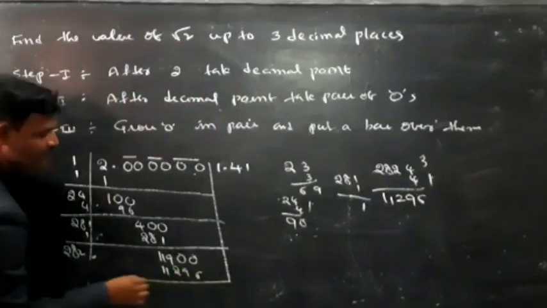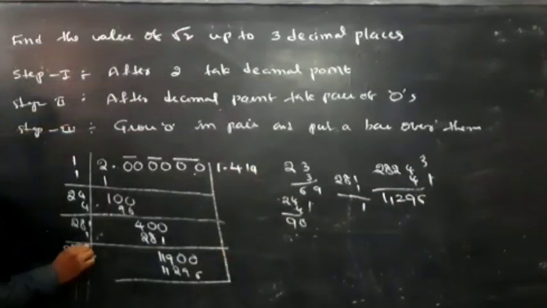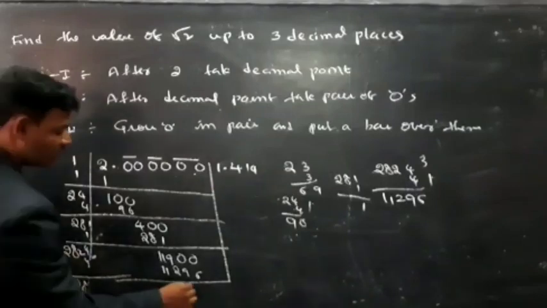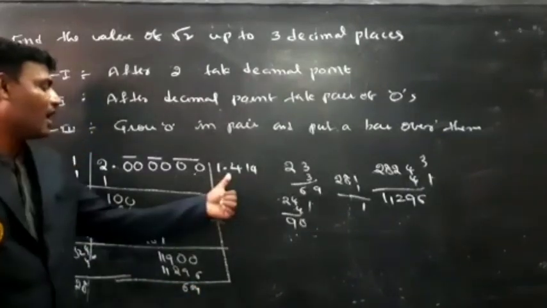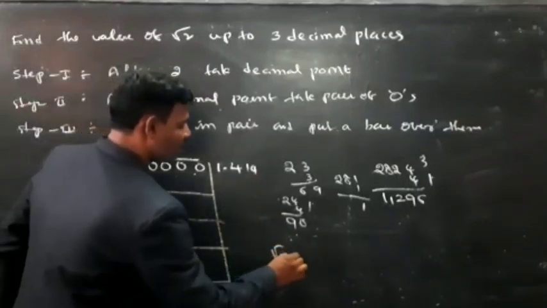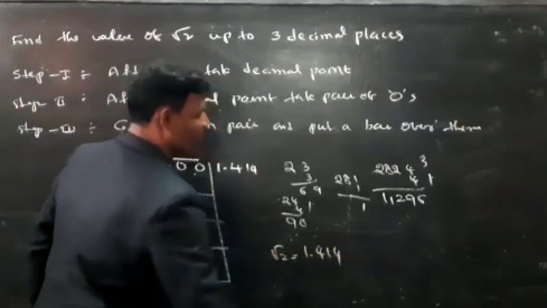With 4, 4 and 4. So here, what is the answer? 604. So after the decimal here, 3 numbers came. So the square root of 2 is nothing but 1.414.